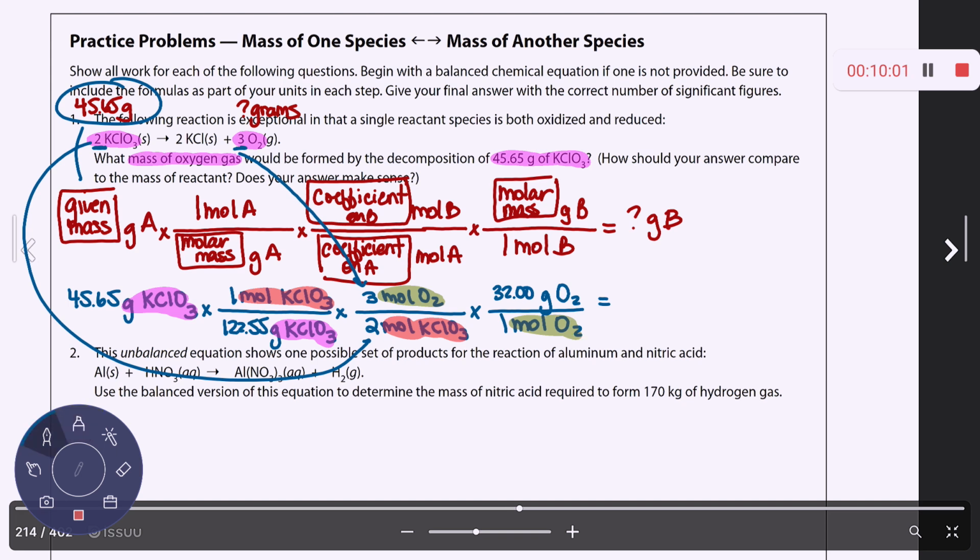Since we're multiplying and dividing, we go with the fewest sig figs, which would be 4, because I have 4 sig figs here. The 1 is infinite, the 3 and the 2 are infinite, this 1 is infinite, this would be 4 sig figs. This would be 5 sig figs. Okay. So you should end up with 17.88 grams of O2.